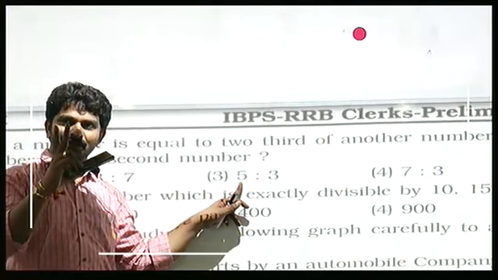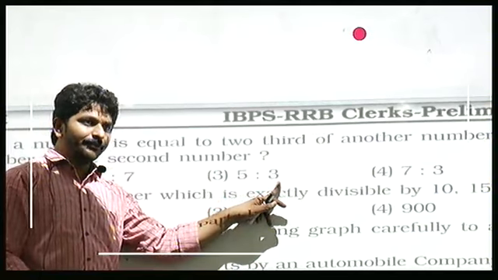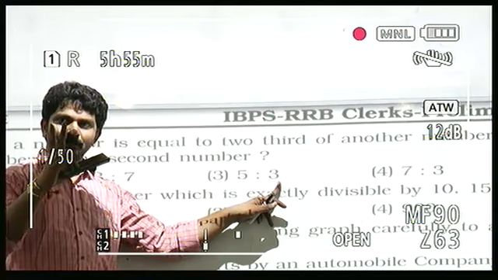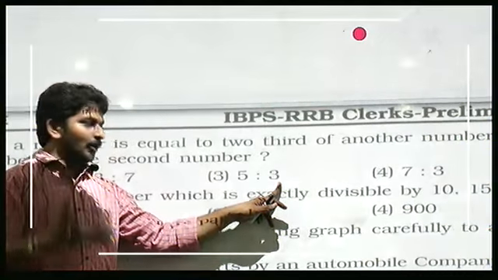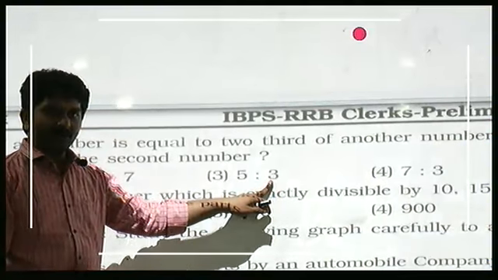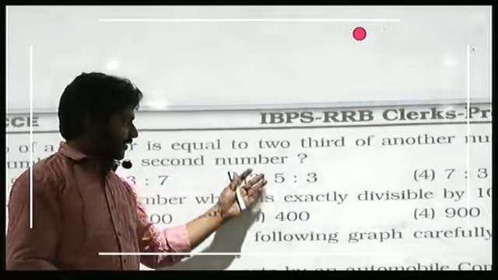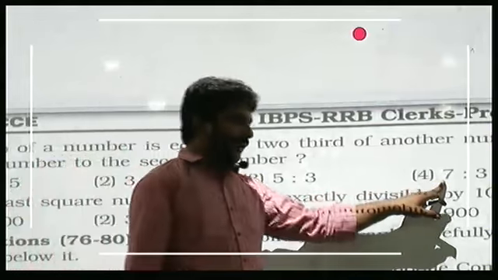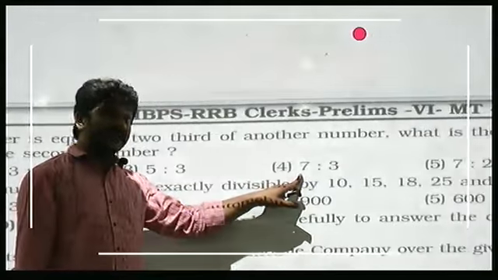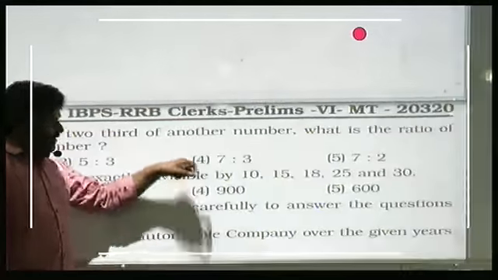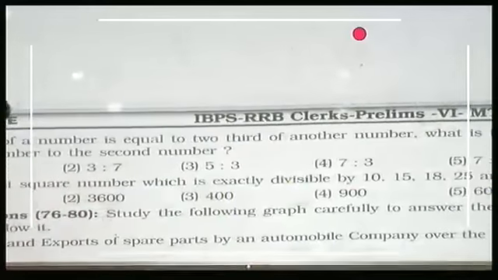40% of 5 is 2. 2/3 of 3 is? 2/3 of 3 is 2. Both are same, right? This is the right answer. If you calculate 40% of this other number, you will not get an integer. You will get a decimal. This cannot be your answer. Answer is third option.